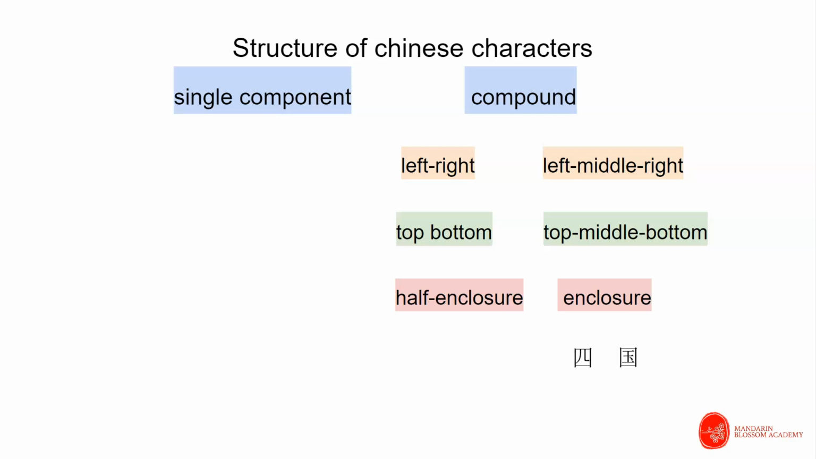Now let's look at our structure of Chinese characters. And we're looking at this one now. So these two characters, they're the enclosure structure. So you can see that the four sides, they're enclosed. This one is 四, this one is 国.